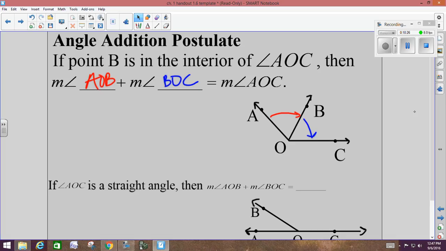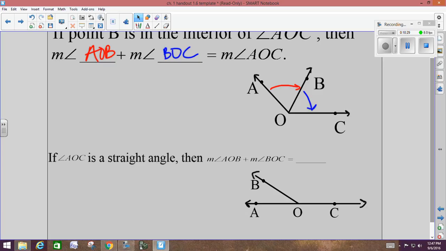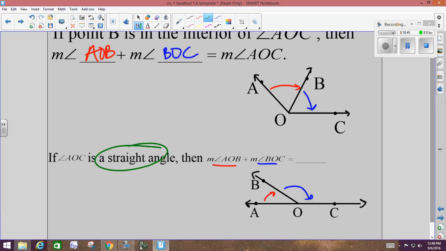This next little sentence is kind of like a sub-postulate to this one. It says if angle AOC is a straight angle, then the measure of angle AOB plus the measure of angle BOC should equal what? It's a straight angle. 180, good. Not that I don't agree that it would equal AOC, but since they're telling us AOC is a straight angle, then we automatically know they have to add up to 180. We can figure that out because they told us it was a straight angle. So on your worksheet Thursday, maybe it's next week, when this sentence is written there, put 180 on it. Okay.